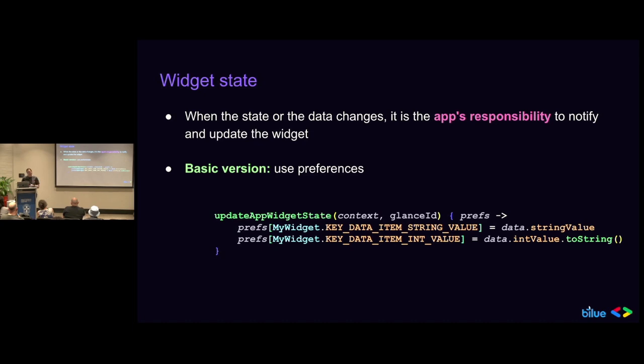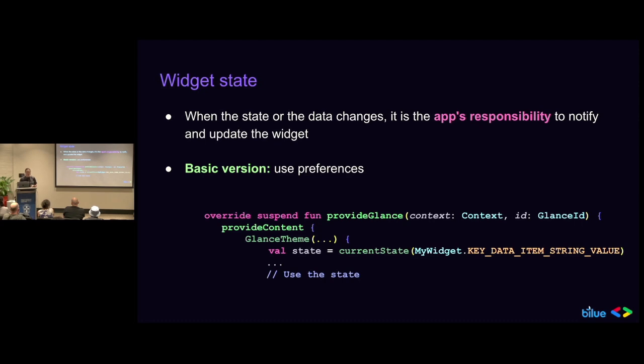For state for widgets, there's a basic version, and that's to use the preferences data store. So we can use update widget state here. We can see we've got prefs. We're passing in keys and values as strings, and it's pretty straightforward. When we're passing this into our glance widget, we can grab the current state, use our key, and get our string value. And then you can transform it to an integer, can transform it to a JSON object, or whatever you feel like. That's pretty straightforward if your data is fairly small and easy to serialize or easy to manage.